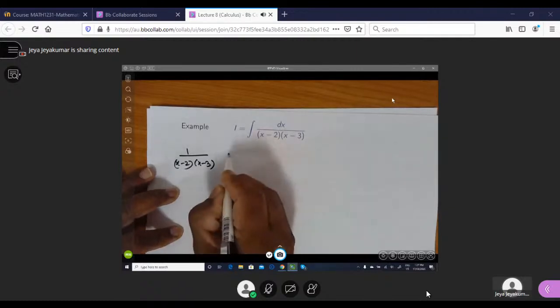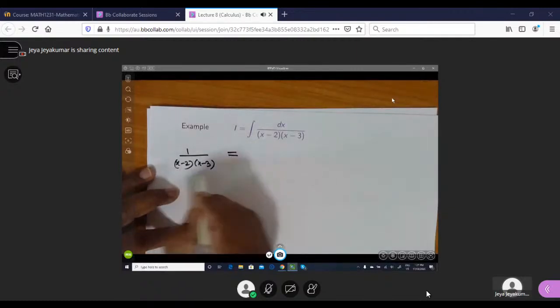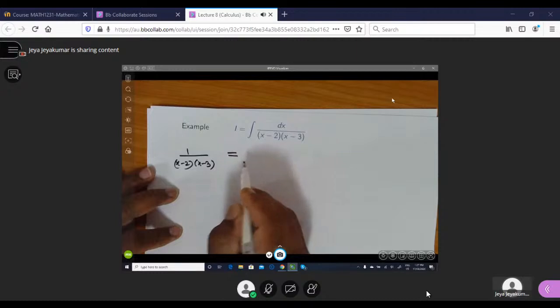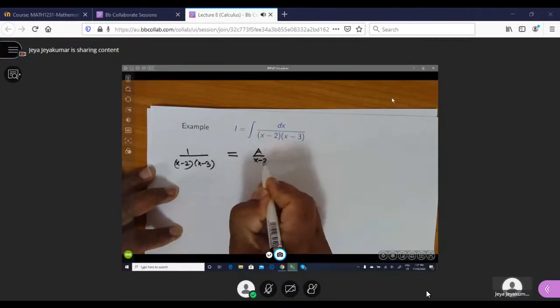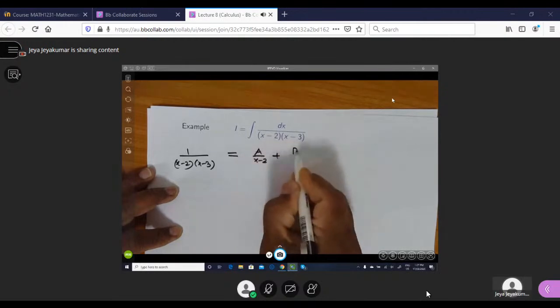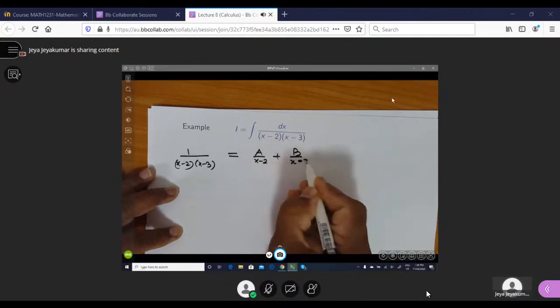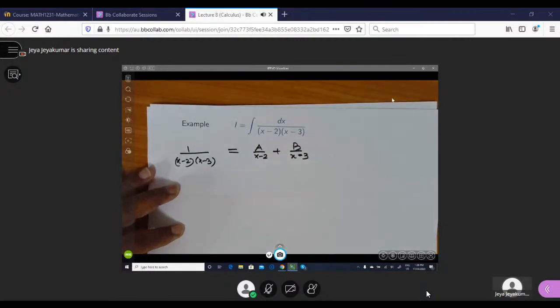All right. So if you have distinct linear factors, you can write this in terms of simple fractions, like 1 over x minus 2 times x minus 3 equals A over x minus 2. We don't know exactly what the constant is going to be. And B over x minus 3. We can write it in terms of simple fractions like that. Okay, so we need to find A and B, right?